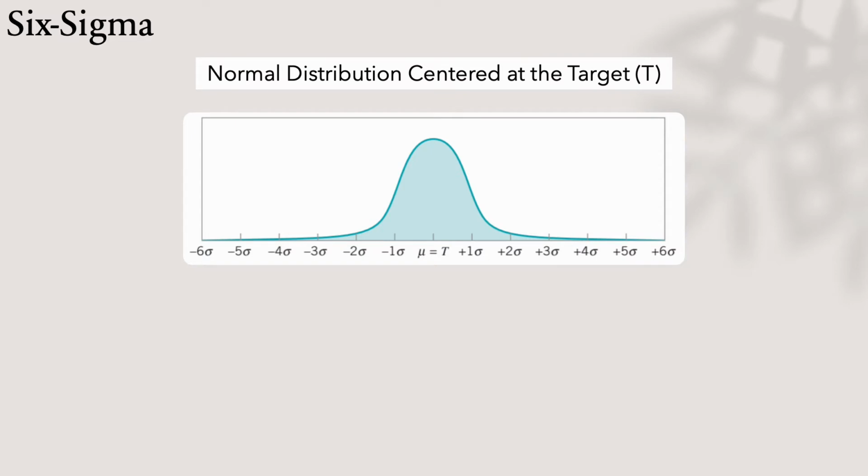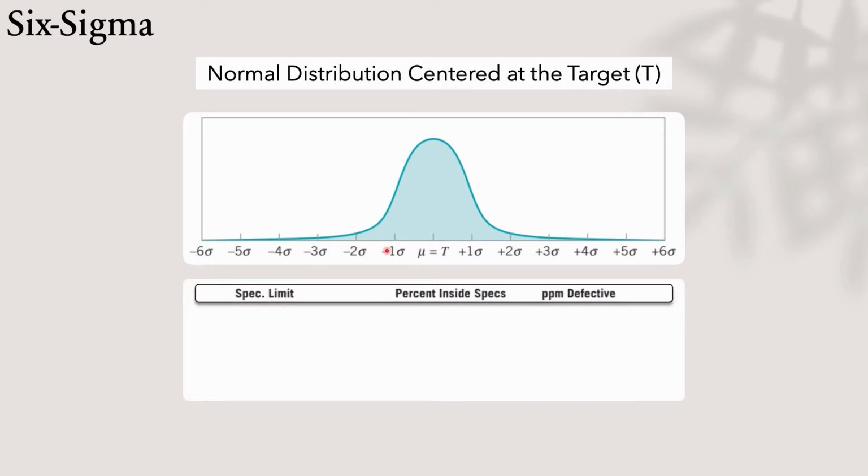Okay, now let's take a deeper look into Six Sigma. This graph shows a normal distribution that is centered at a target value T. The target value is the actual value that we aim for. The x-axis of this graph is in multiples of sigma. Sigma means standard deviation. This is a probability distribution graph.